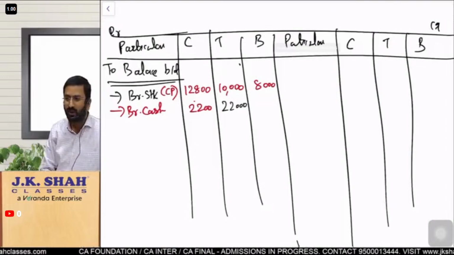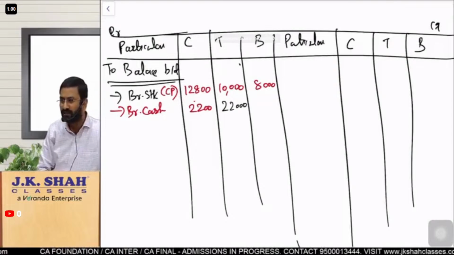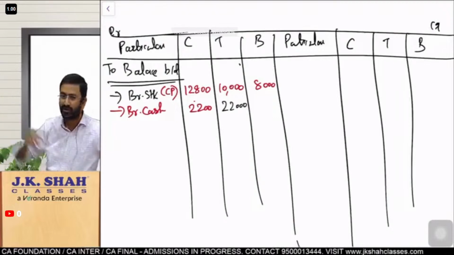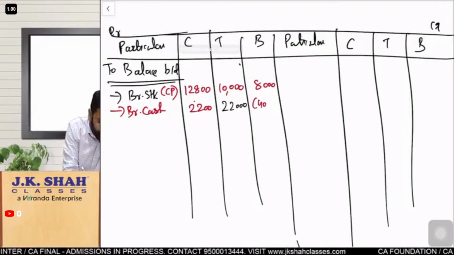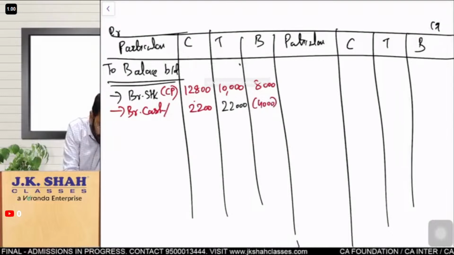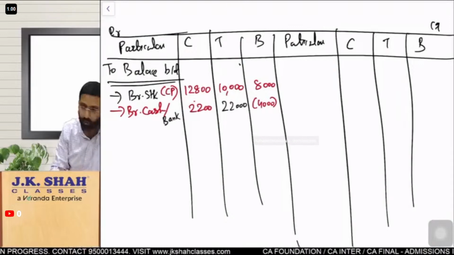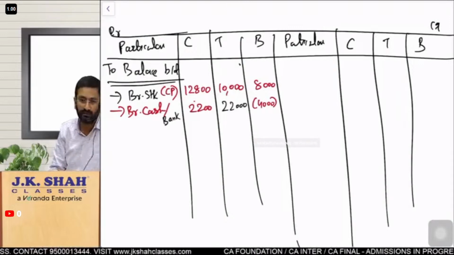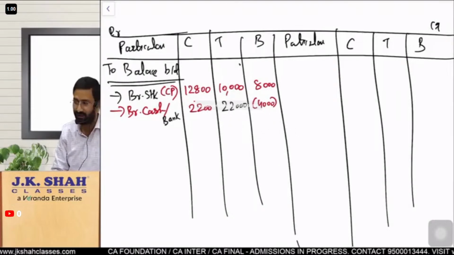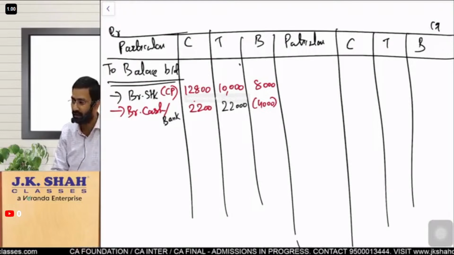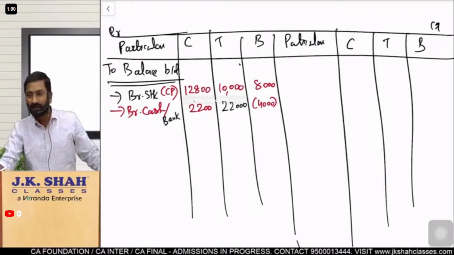Bangalore branch, what is the opening branch account balance? 4,000. In the stock how much? 8,000. So cash should be overdraft. When I say cash, it could be bank also. So Bangalore branch has 4K overdraft. That's the reason I took cash. You cannot take debtors, the reason being the debtors turn out to be negative. Anyway, this part is clear.